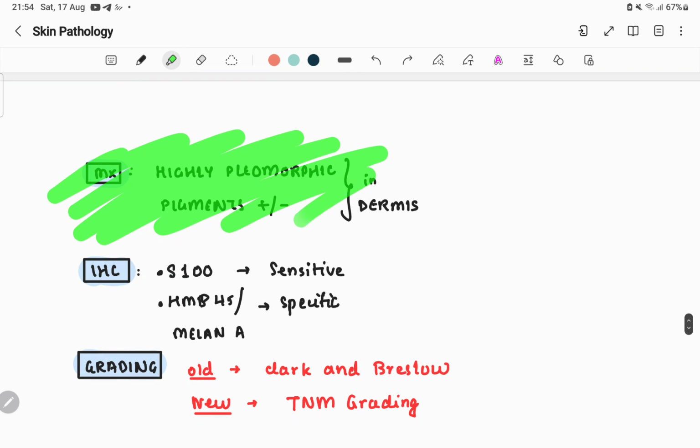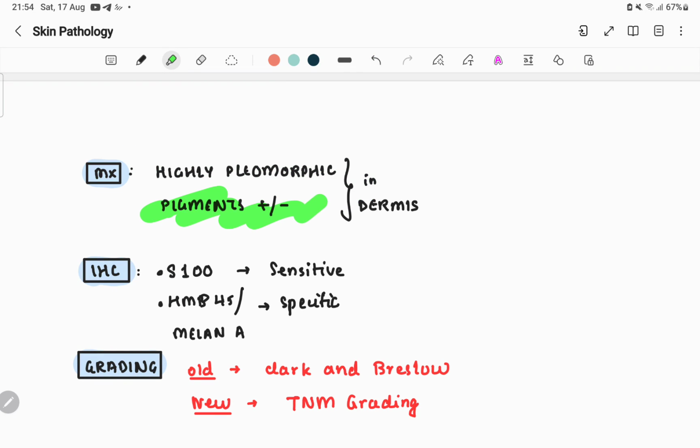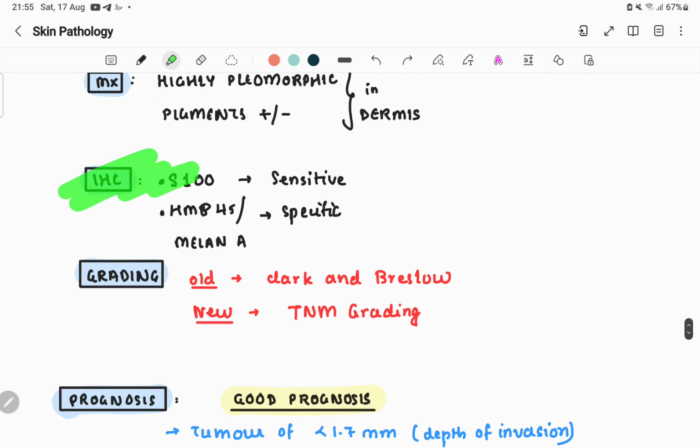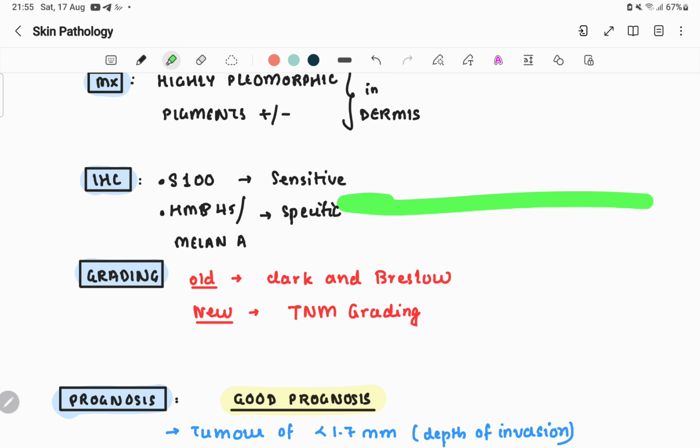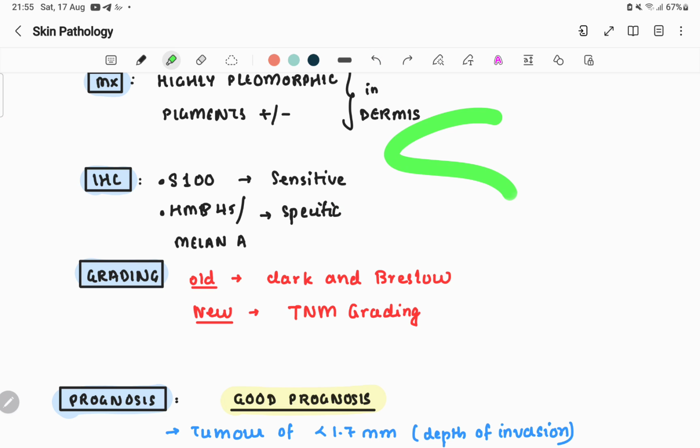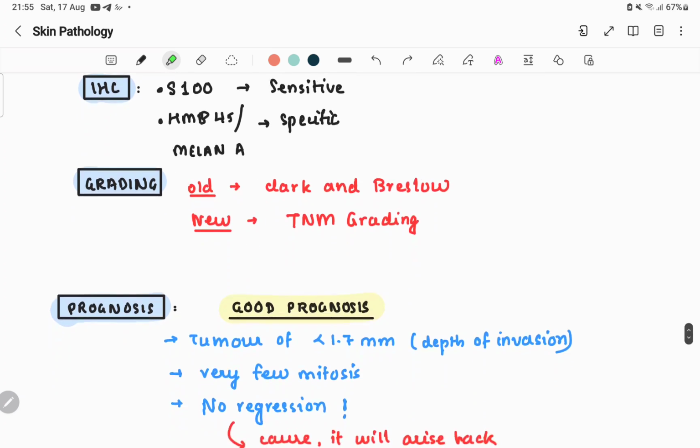Microscopy: highly pleomorphic, and pigments are present, mostly in the dermis. Immunohistochemistry: S100 is positive, so it is a sensitive test. And HMB45 or Melan A, you can remember this. S100 and Melan A, just remember both. S100 is also positive in schwannoma, as we talked about with the CNS tumors.